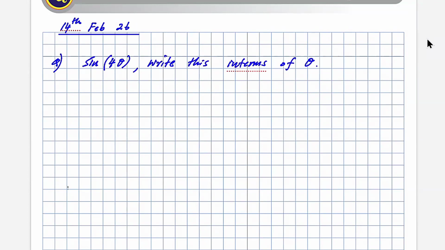This is one of the questions you get in the exam in different ways, so this is a must knowledge you should have. Sine 4 theta in terms of theta. That means you cannot have 4 theta, 2 thetas, 3 thetas in the expression, only theta. What do you mean by that? That means sine theta can be there, cos theta can be there. So only functions in terms of theta only.